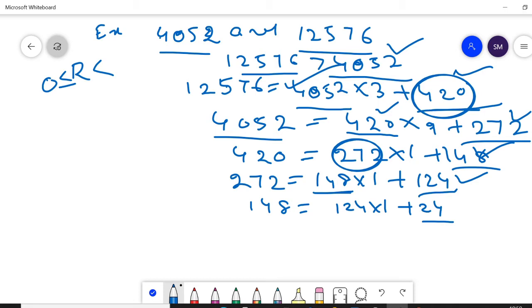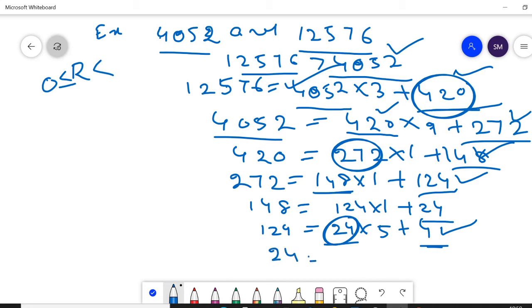Here again repeat. Then divide 124 by 24. Here 124 is the dividend, 24 is the divisor. Then 124 is 24 into 5 plus 4. Here the remainder is 4. Now 4 will be the divisor and 24 will be the dividend. Then 24 equals 6 into 4. The remainder is 0.